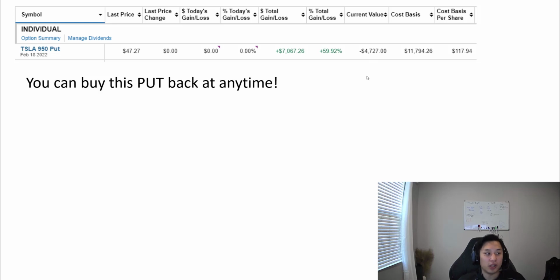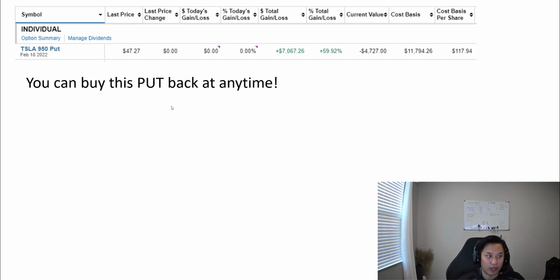So right when you sell this put, let's say I sold it right away, I would have had $11,794 in my account, and I would have a negative $11,794 on this current value. So when you sell the put, you basically have a negative value on this account until you buy it back. And you can buy this back at any time. So I can buy it back now and collect a $7,000 profit, or I can wait until February 18th, where this will probably be zero because I think that the stock price will be above 950 by February 18th, 2022. But the idea is you can buy this put back anytime. You're not tied to it.